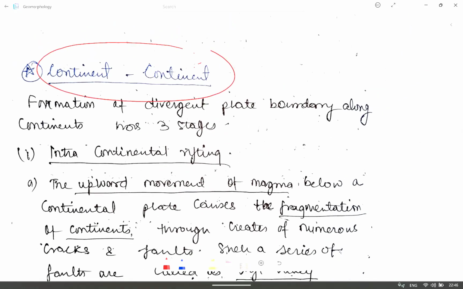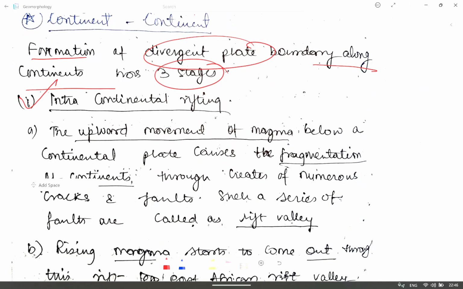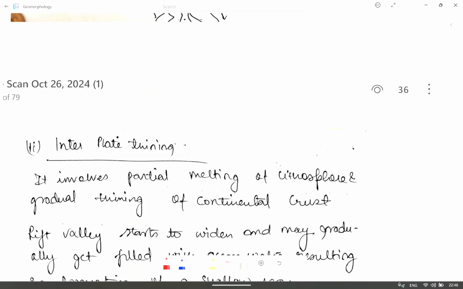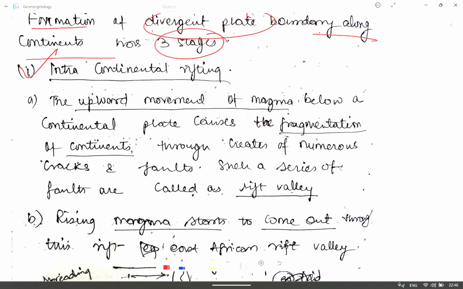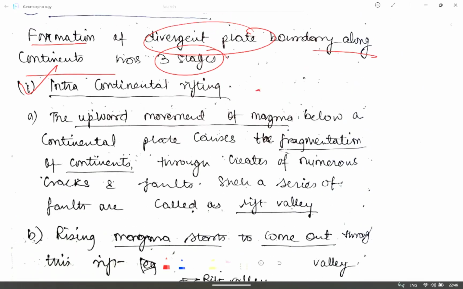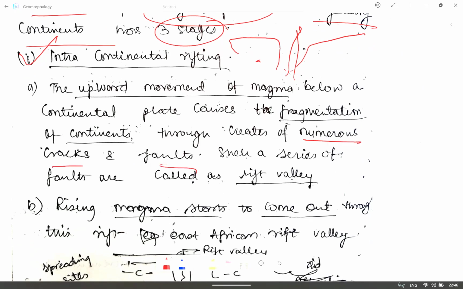Next आता है continent. Now formation of divergent plate boundary along the continents 3 stages में होगा. एक होगा intracontinental, intercontinental, and the third will be mid-oceanic ridges. Now how it happens? Now there is an upward movement of magma which is happening. Now this is a continent, this is a continent. Now there is magma movement below the continental plate. It causes the fragmentation of continents and creates minor cracks and faults.